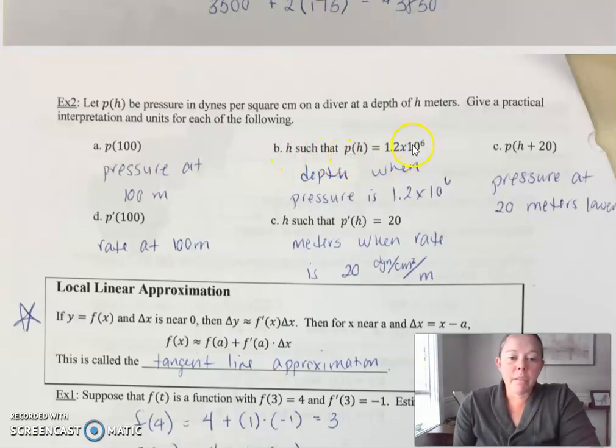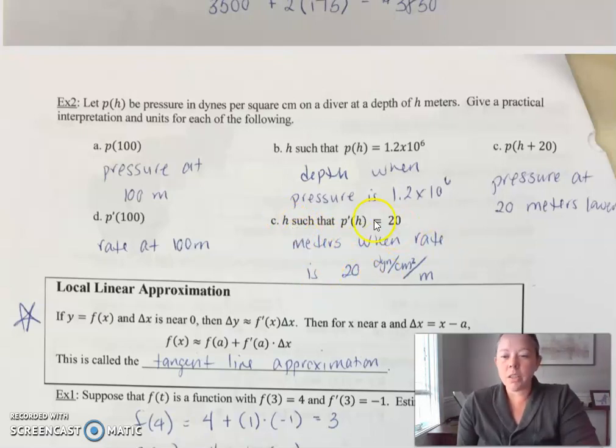H such that P of H equals this. So that's that H right there. That's the depth when the pressure is 1.2 times 10 to the 6th. And then this would be your pressure at 10 meters lower in the water. See how the signs have changed? This must have been negative. And then H such that P prime of H equals 20. So when the rate is 20, H would represent the meters when the rate is 20.